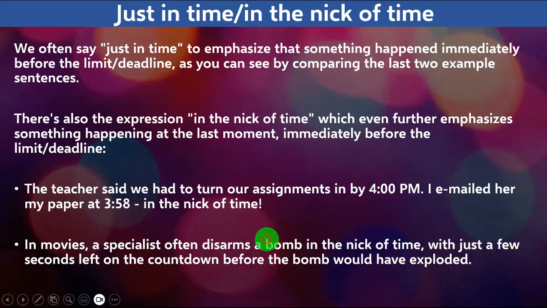Right? Another example. In movies, a specialist often disarms a bomb in the nick of time with just a few seconds left on the countdown before the bomb would have exploded. So, okay, right?